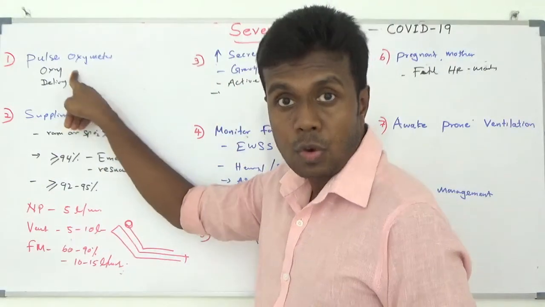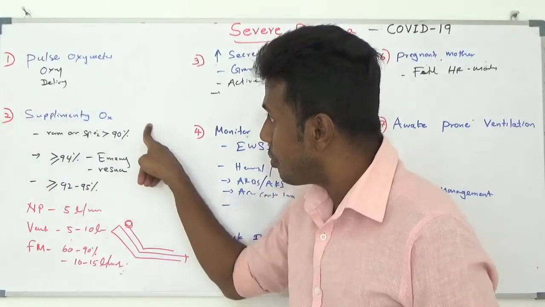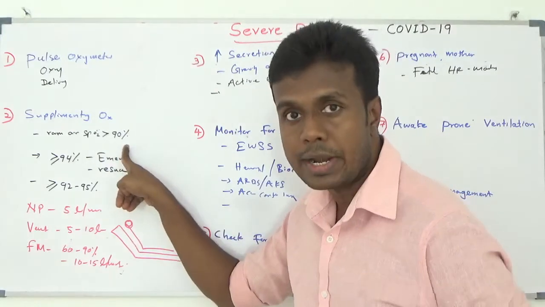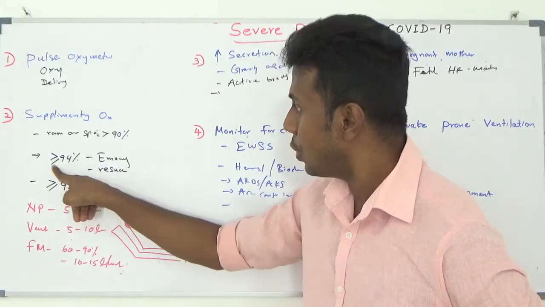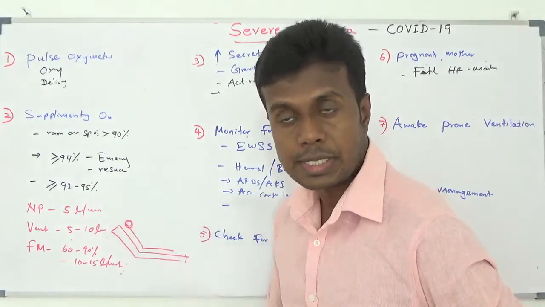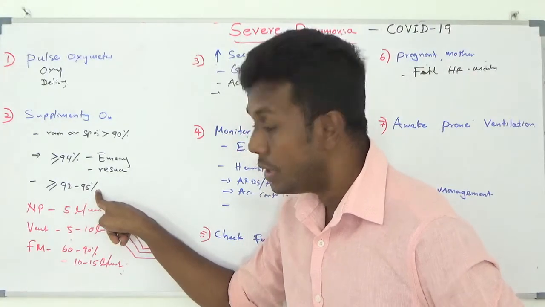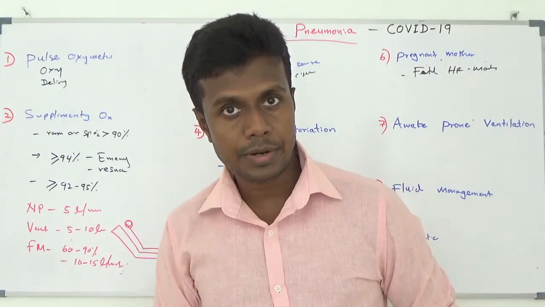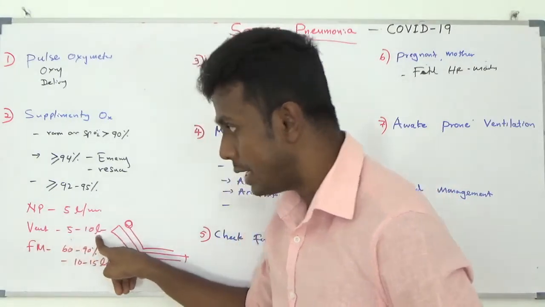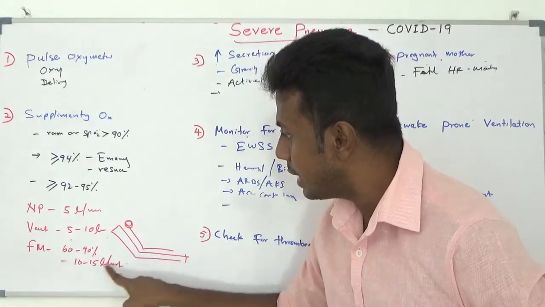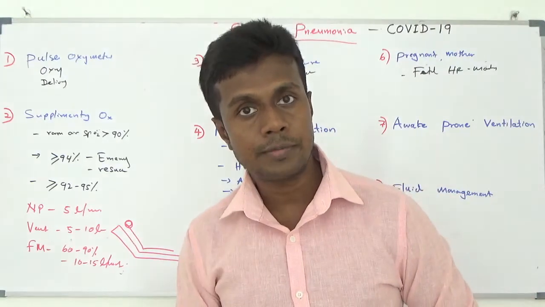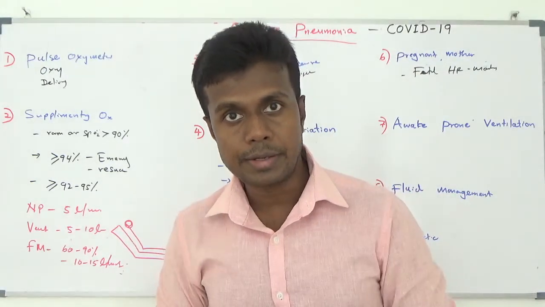Pulse oximeter, oxygen and titration system. Supplementary oxygen: you should give supplementary oxygen if room air saturation is less than 90 without hypoxia, or more than 94 in case of emergency or resuscitation, and more than 92 to 95 if the patient is pregnant. Nasal prongs 5 liters per minute, Venturi 5 to 10 liters per minute, face mask 10 to 15 liters per minute. You can deliver approximately 60 to 90% oxygen via face mask with a non-rebreathing bag.